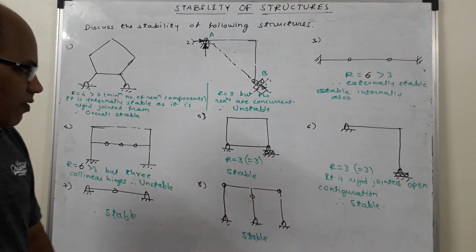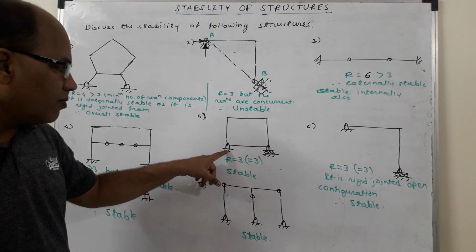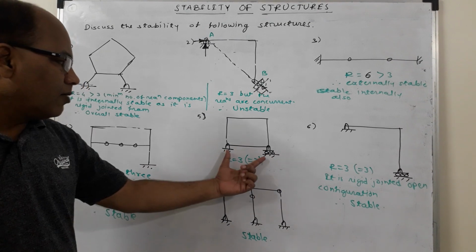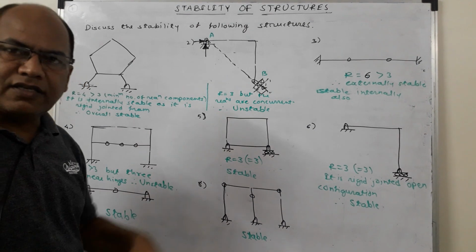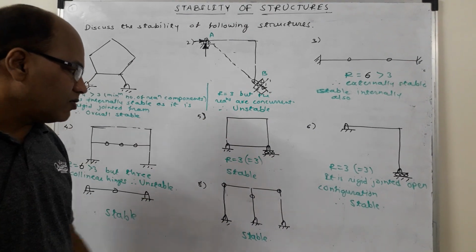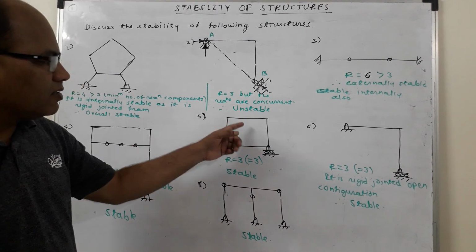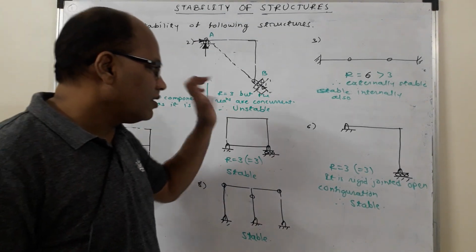Now, question number 5. It is a rigid frame again. For external stability, there are 3 reaction components. It is okay, the reaction components are non-concurrent and non-parallel. So it is externally stable and it is internally stable also. The only thing is that this is internally stable but statically indeterminate internally. So overall stability is stable.